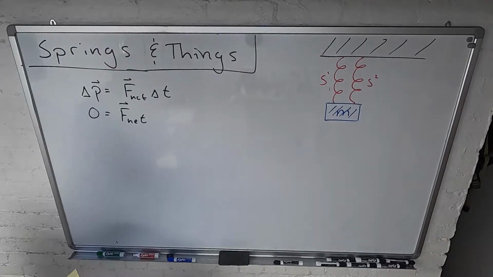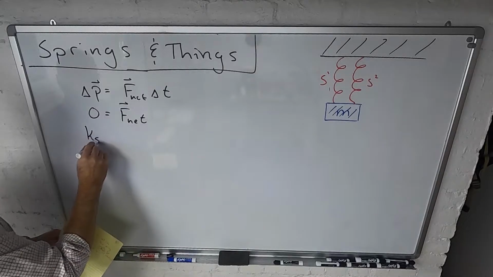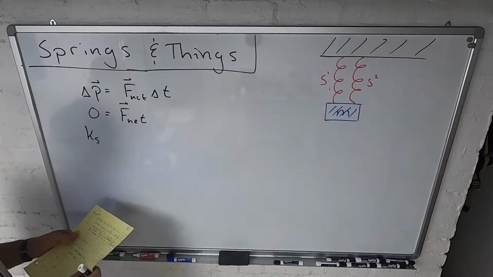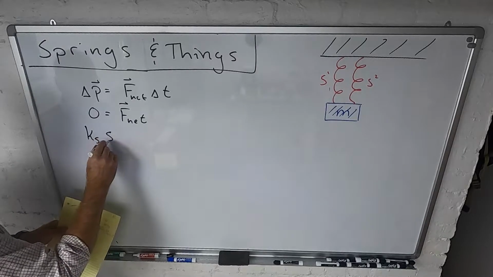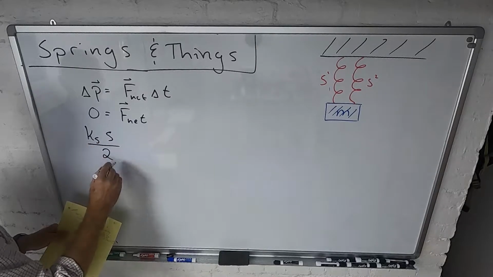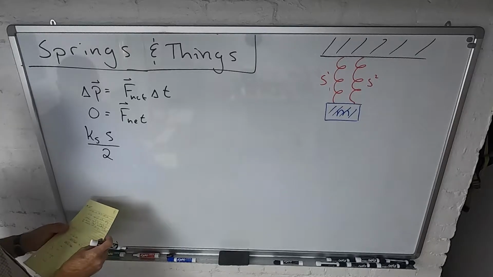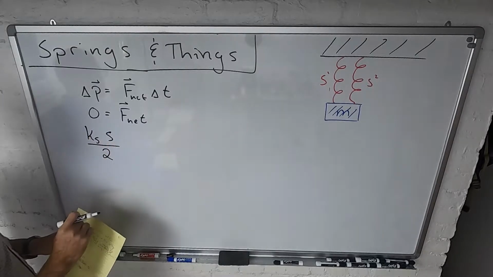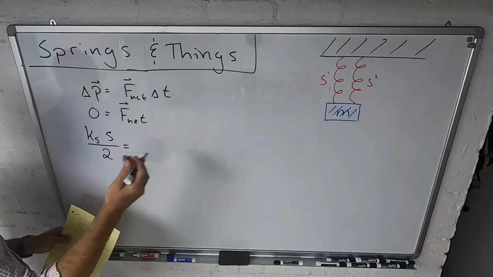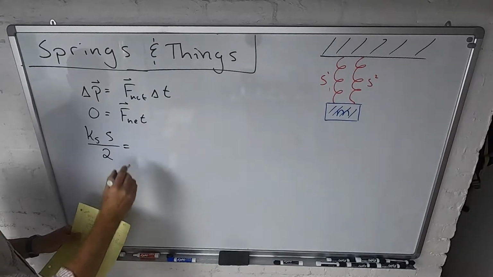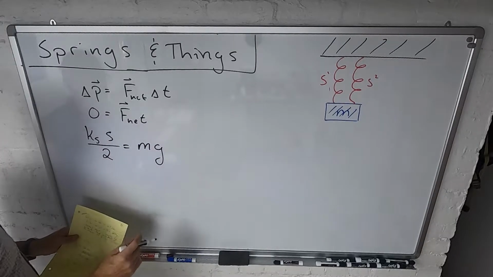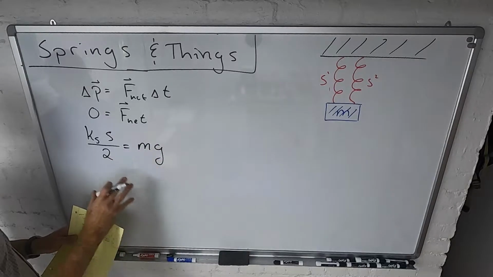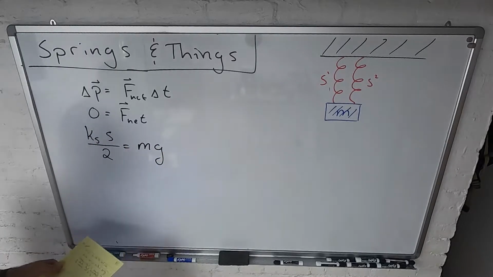Okay, so now what we observe is that Ks for our springs has stretched half as much. So the stretch is now half the distance. This is an experimental observation, and that's going to be equal to mg. Again, I'm not deriving anything here. I'm giving you the outcome of an experimental measurement.